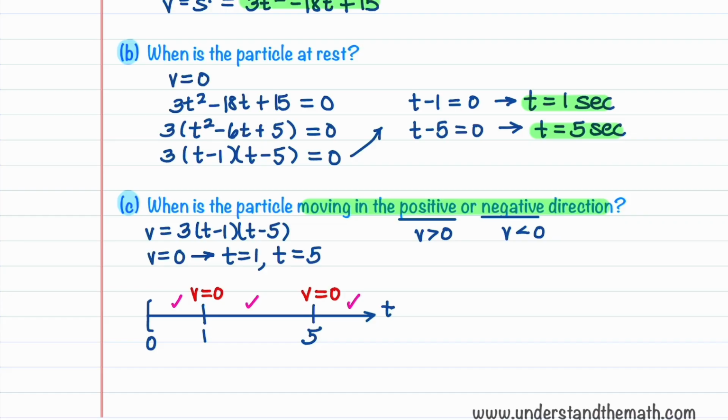I'm going to create a table over here. I'm going to put down t, and then I'm going to put down t - 1, t - 5, and then our velocity function.